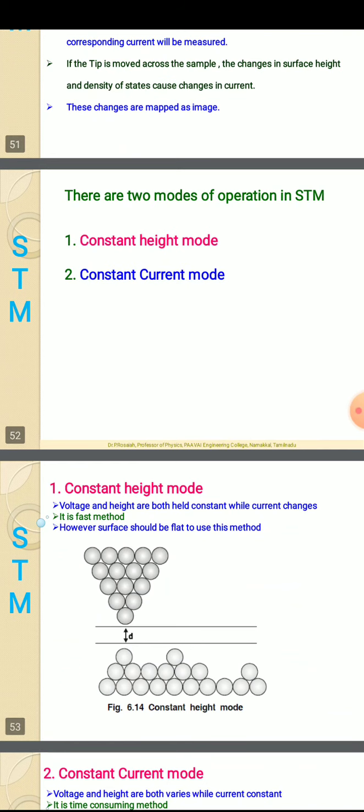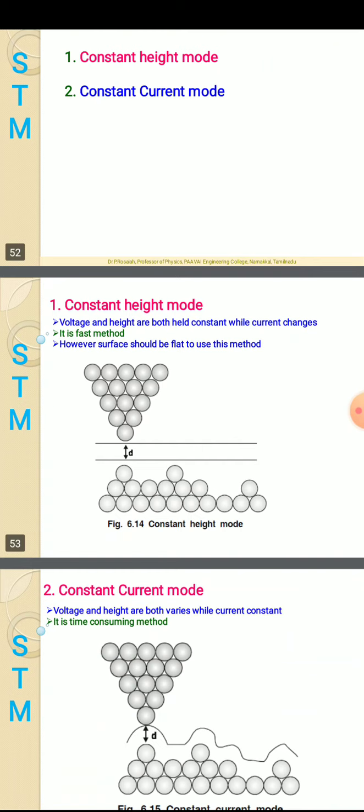Constant height mode. Constant height in the sense, the end of the tip and the surface of the sample height should be constant, but there will be changes in voltage. Voltage and height are both held constant while the current changes, and it is also the fast method.